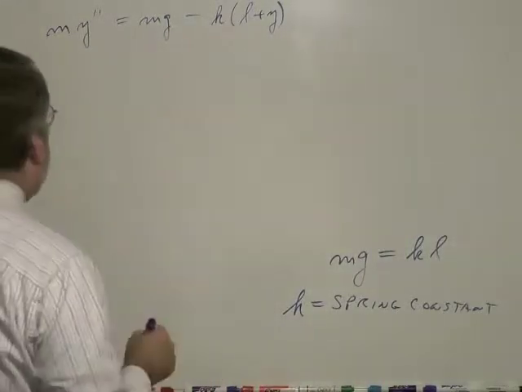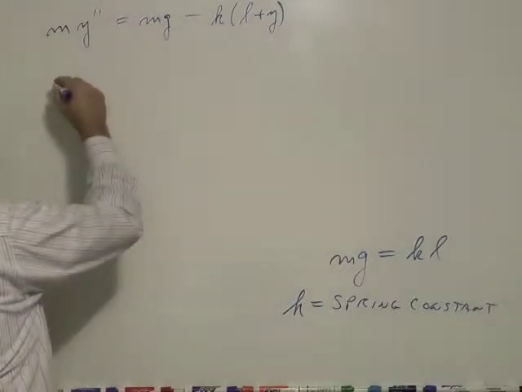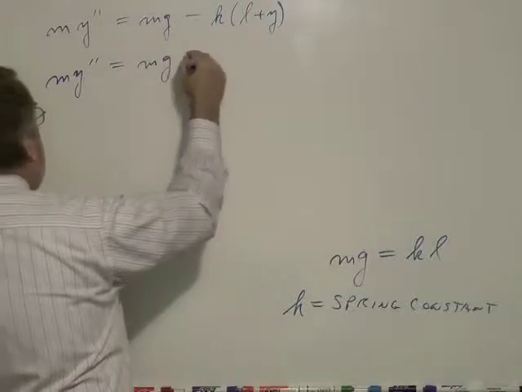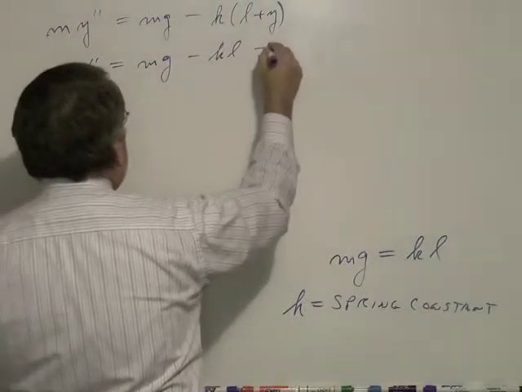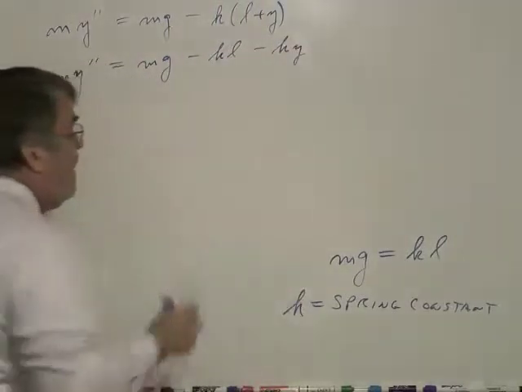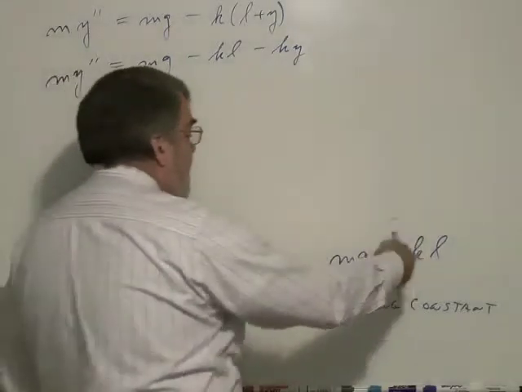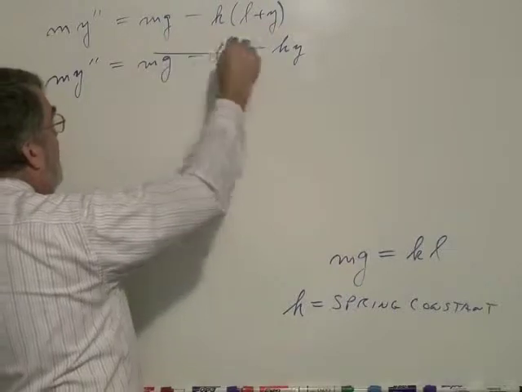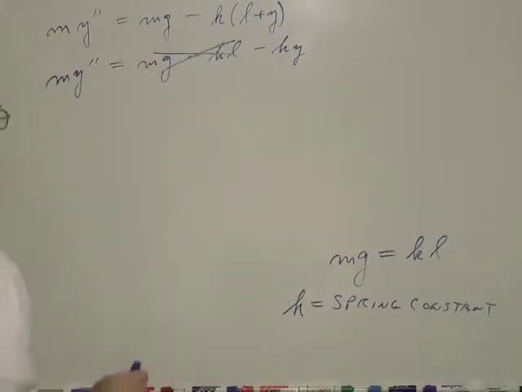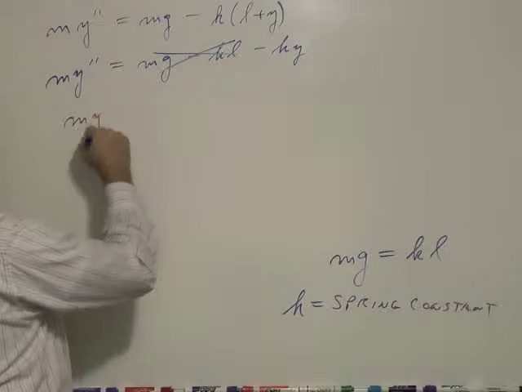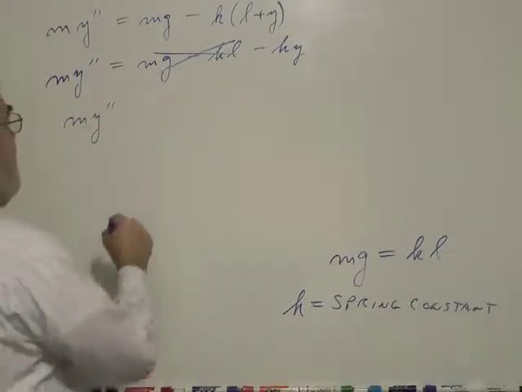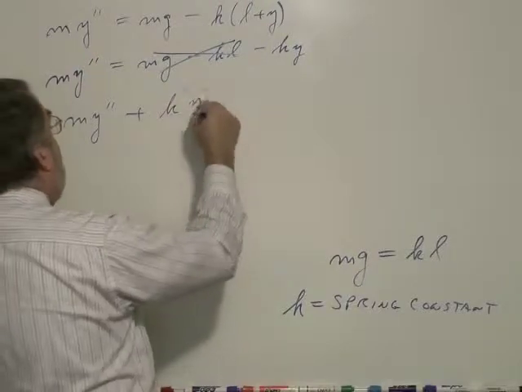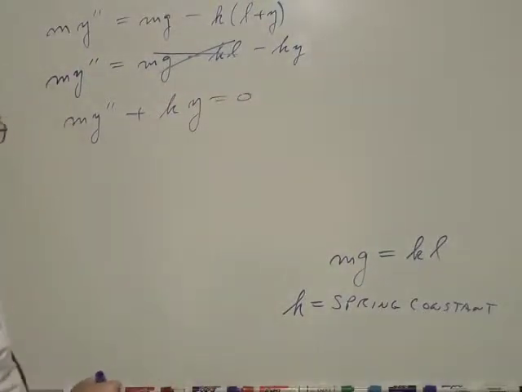Okay, well, let's first of all play with this equation, and it's my double prime equals mg minus kL minus ky. And because of the Hooke's law relationship here, mg equals kL, when they're subtracted, they cancel one another. And so we had come up with this equation, my double prime plus, put this on the other side, spring constant times y equals 0.